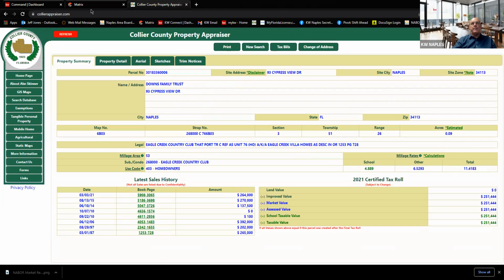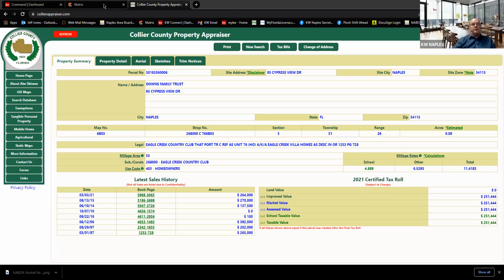Okay, I'm going to start my share. All right, so I went to the property appraiser's office and I looked up that property that we just looked at in Matrix, right? Now, why do I do that? Because before you write an offer, you should always go to the property appraiser site and look for a few things, right? So what do I see here?